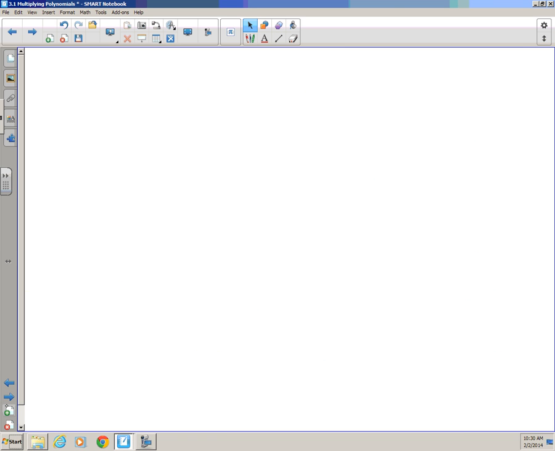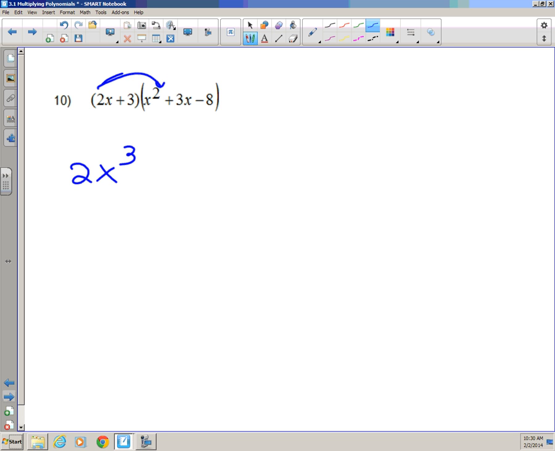Okay. Now we get into number 10. Now we get into a binomial times a trinomial. Two things by three things. I'm still going to use the distributive method, and I'm still going to be doing my indentings. I'm going to color code this one though. 2x times x squared, 2x cubed. 2x times 3x, 6x squared. 2x times negative 8 becomes negative 16x.